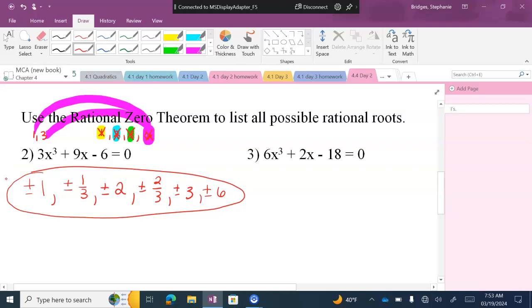Order doesn't matter. As long as you have them all listed, it is fine. Okay? The order in which I listed them doesn't matter. It's just as long as you have them all there. Now, sometimes your list is really short and sometimes your list is really long. It just depends on how many factors each of your numbers have. So I would like for you to try number 3. This one might be a little bit longer of a list because 18 has more factors, and so does 6. However, they might reduce to be something you already have listed, so it might not be that long. So if you will just take a couple of minutes and try number 3.